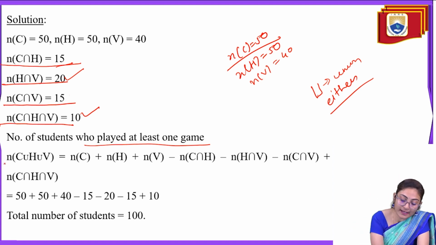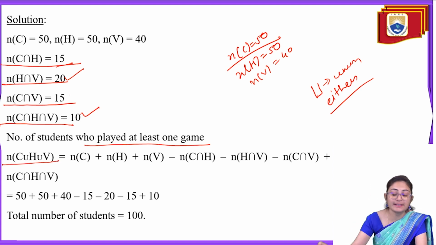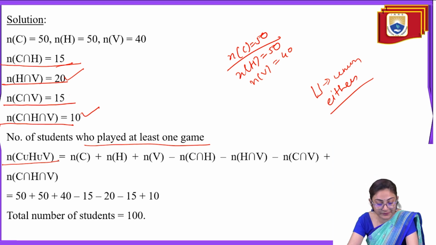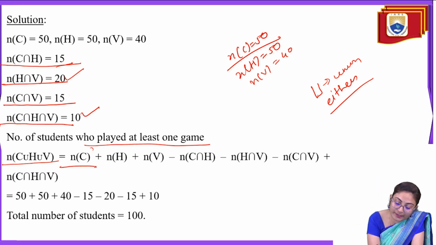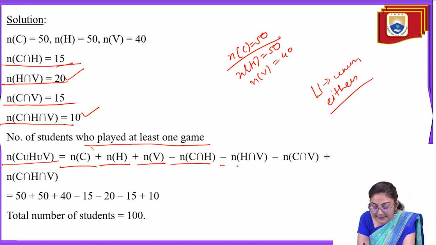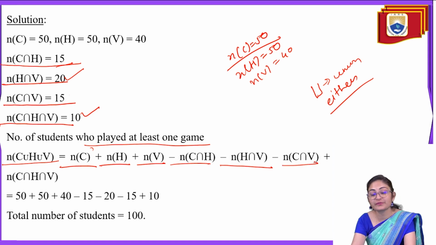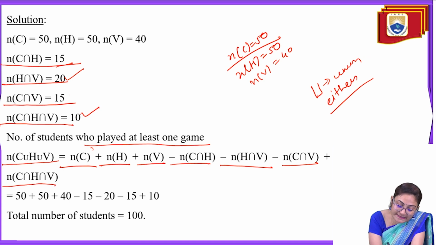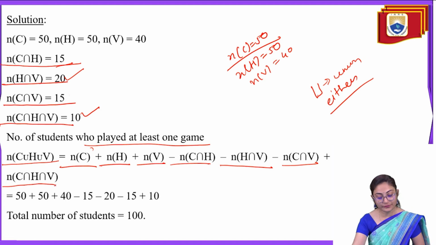So here N of C union H union V is equal to N of C plus N of H plus N of V minus N of C intersection H minus N of H intersection V minus N of C intersection V plus N of C intersection H intersection V.